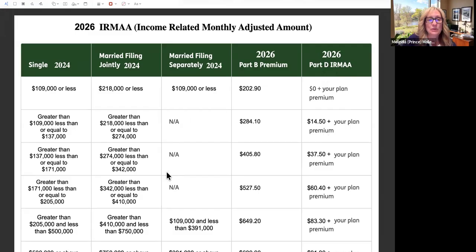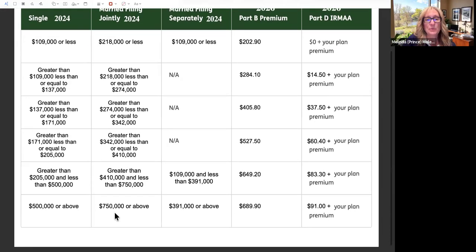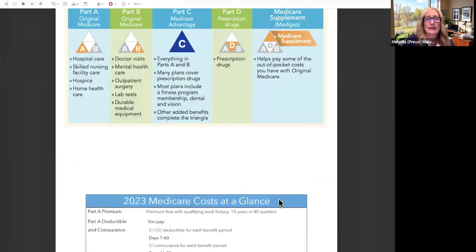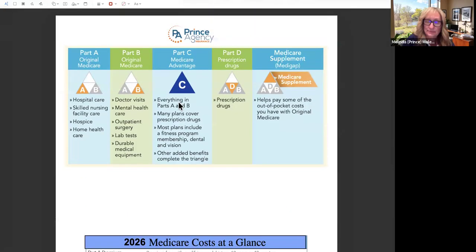Okay. You can see as we scroll down to the bottom here, the people with the higher incomes, so married filing joint above 750,000, they have to pay their full Part B premium, which is almost $700, $689.90. Okay. I'm going to scroll back up to our triangles.